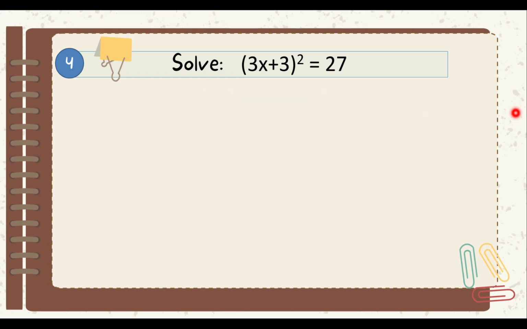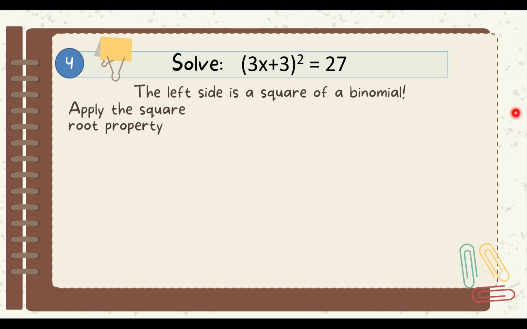Then we have, similarly, the square of 3x plus 3 is equal to 27. So how are we going to do this? All right, the left side is already a square of a binomial. So like the previous example, we simply apply the square root property. We take the square root of both sides.